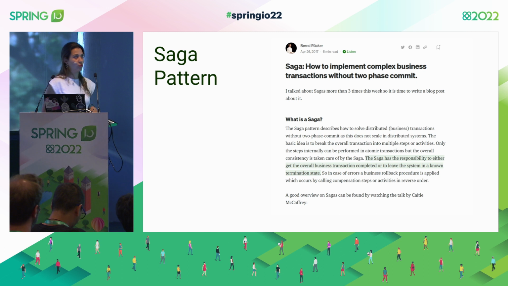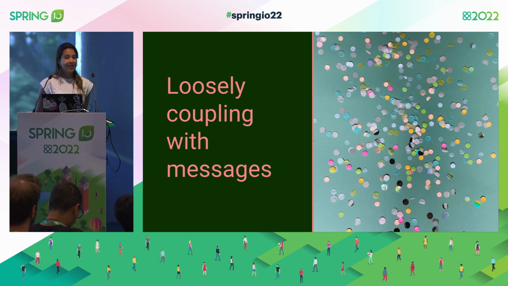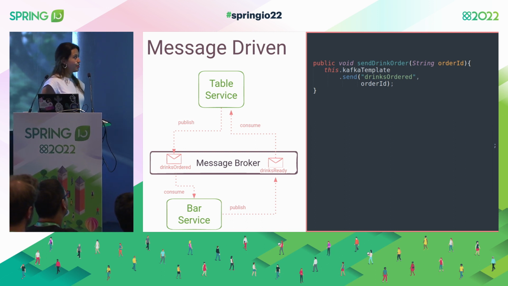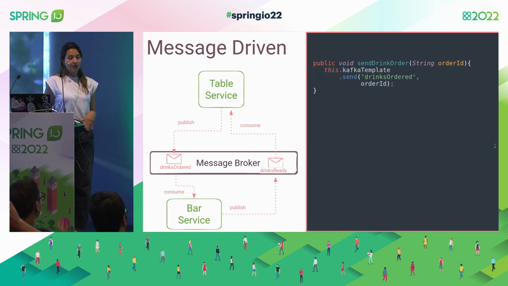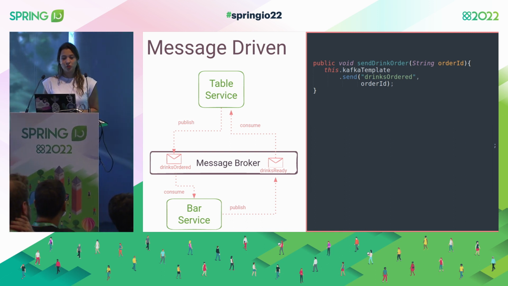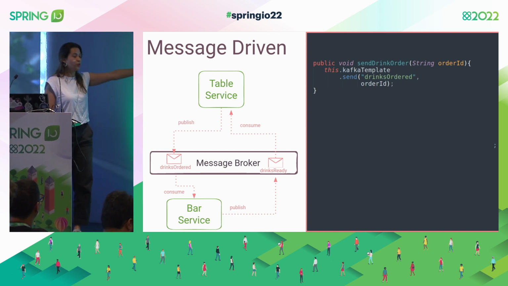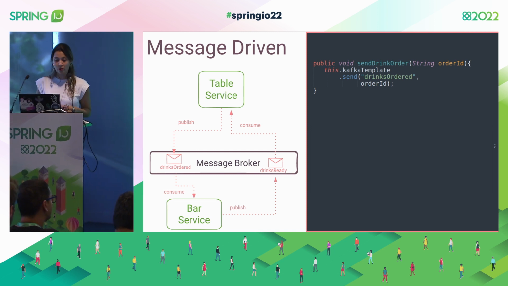And a very common way to do that is to introduce a message broker and have loose coupling with messaging here. And introducing a message broker in this architecture could look like this. So I have the table service, and the table service uses, in this example, Kafka as a message broker and creates a message called drinks order and publishes it to the message broker. I have the bar service that then can consume this message. So the table service does not really need to know about the bar service. The only thing they share is the message. They need to know how the payload of the message looks.